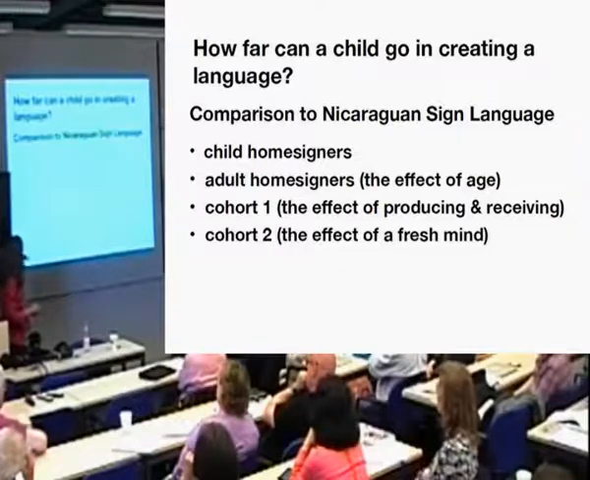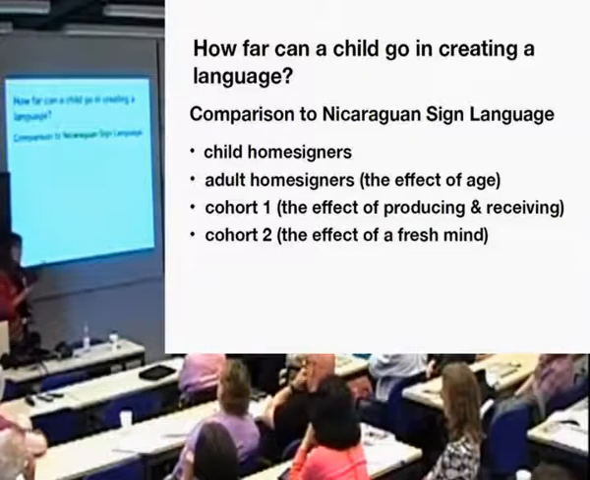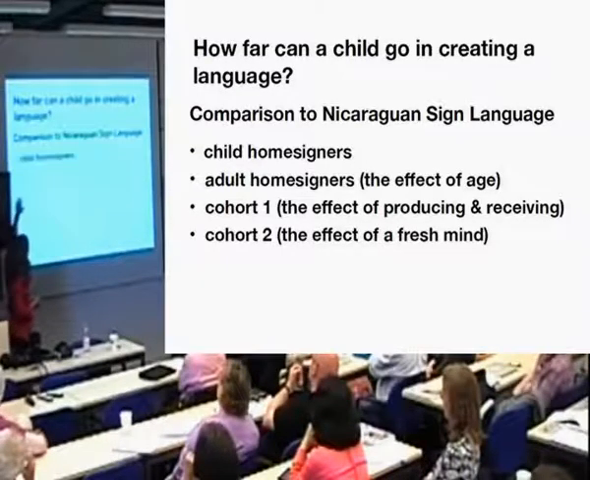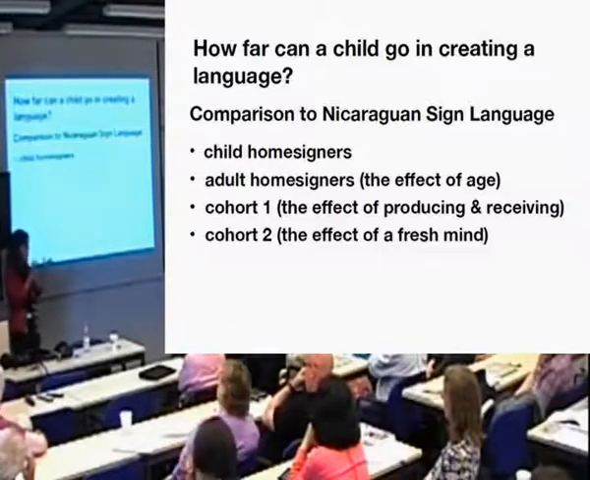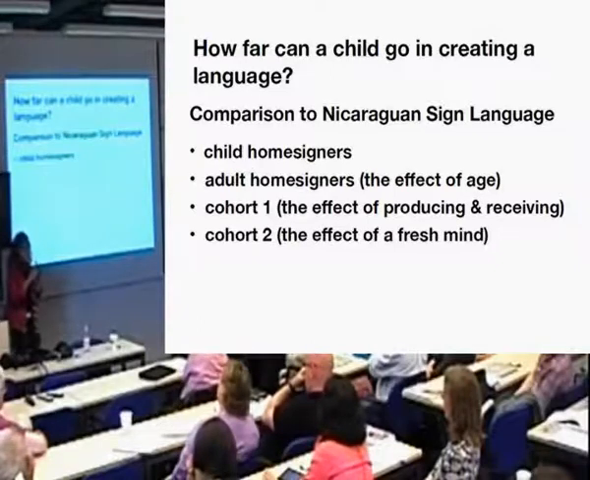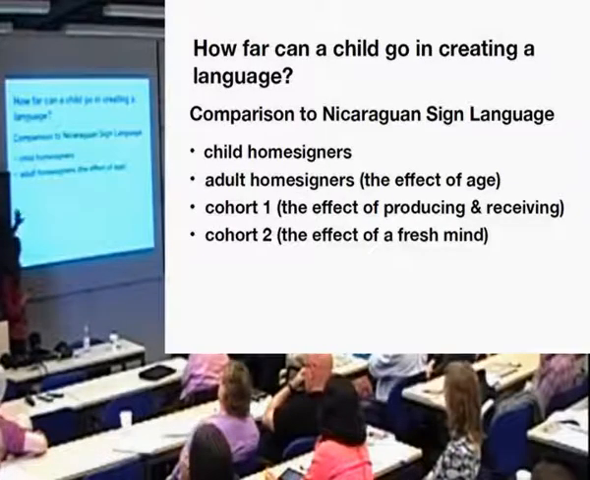So we're starting to look, Marie Coppola, Annie Senghas and I, in comparison to American Sign Language, to try to compare systematically the groups that are there. We can take child home signers and look at them in Nicaragua. We don't expect any differences. There might be some for cultural reasons, but we'll find out. But our assumption is that the child home signers are going to look roughly the same. We can then compare those child home signers to people that Marie has been following, adult home signers.